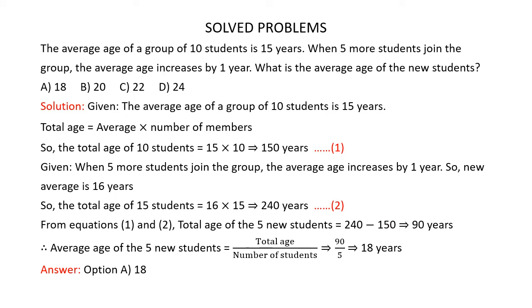But here we are asked to find the average age of the new students. So average age of the 5 new students is equal to total age divided by number of students, which is 90 divided by 5, that is 18 years. So the average age of the 5 new students is 18 years. The correct answer is option A, 18.